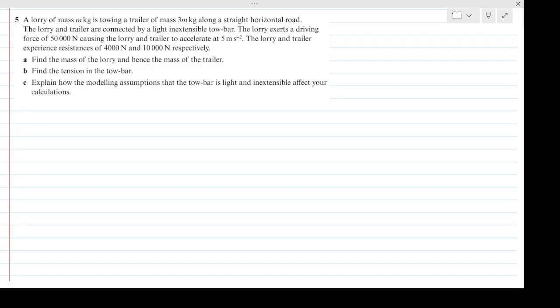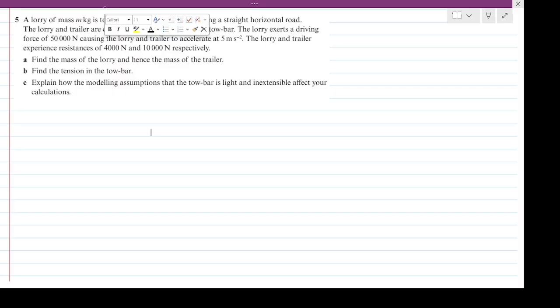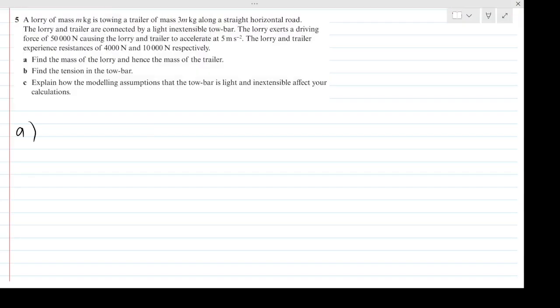Here we're told a lorry of mass m kilograms is towing a trailer of mass 3m kilograms along a straight horizontal road. The lorry and trailer are connected by a light inextensible tow bar. The lorry exerts a driving force of 50,000 newtons, causing the lorry and the trailer to accelerate at 5 meters per second squared. The lorry and the trailer experience resistances of 4,000 newtons and 10,000 newtons respectively. There's a lot going on here. Looking at it for the first time, it's a bit scary: how do I put all this information down, and what does all of it mean?